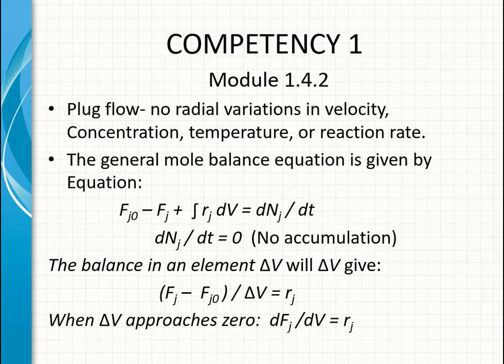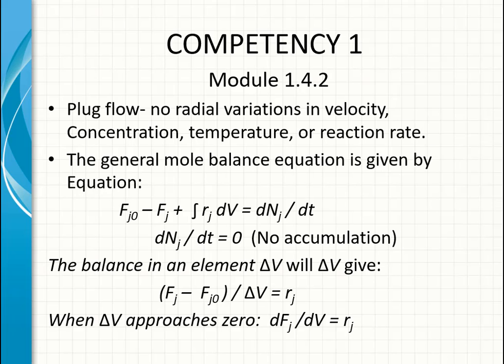The general mole balance equation is given by the equation Fj0 minus Fj plus the integral of Rj dV is equal to dnj divided by dt. Due to the fact that we are talking about flow systems, dnj divided by dt is equal to 0. That means that there is no accumulation.